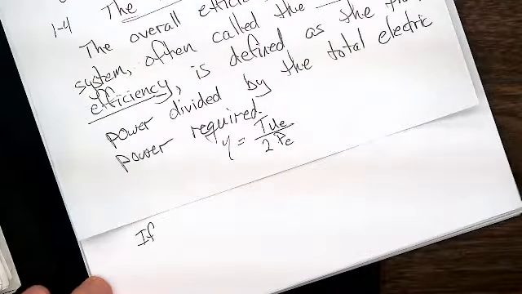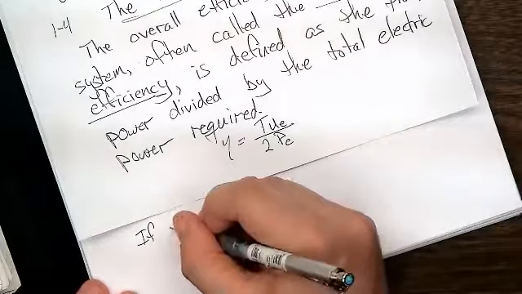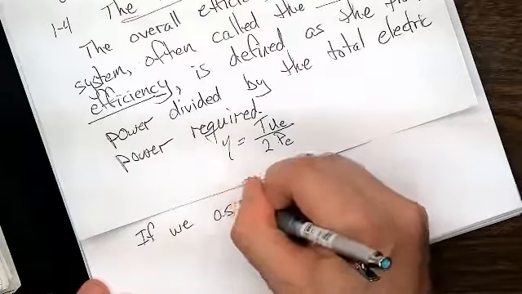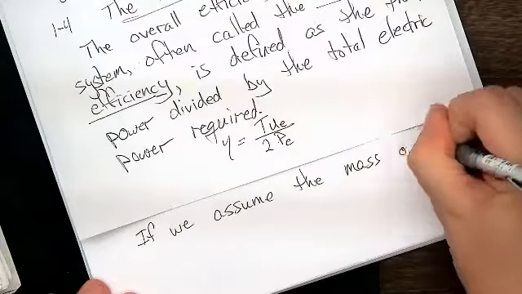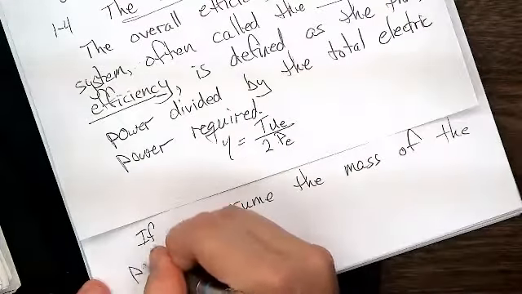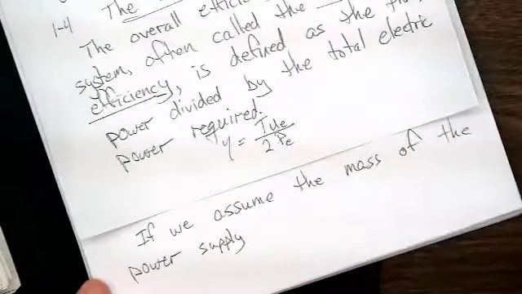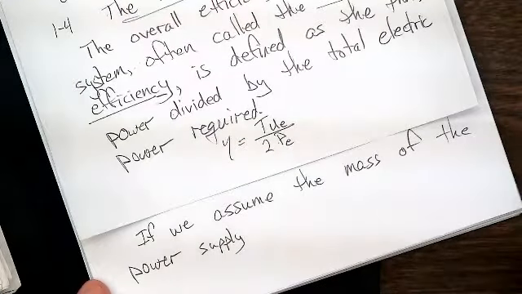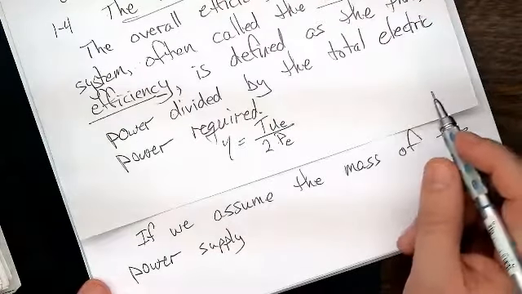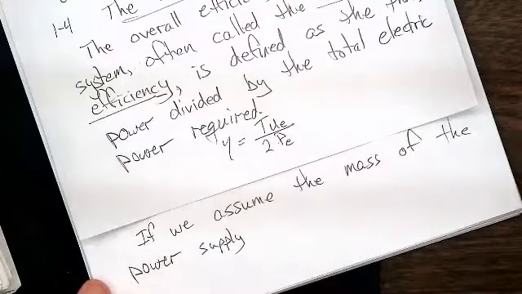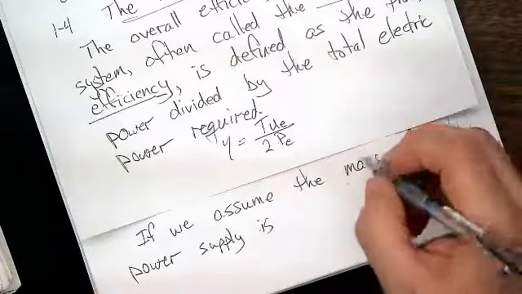If we assume a mass of the power supply is proportional to the power used, and here, this power supply is what I was referring to as some kind of power conditioning unit. In the industry, they'll call them PPUs, power processing units. Okay, so this is typically thought of as being proportional to the power used.